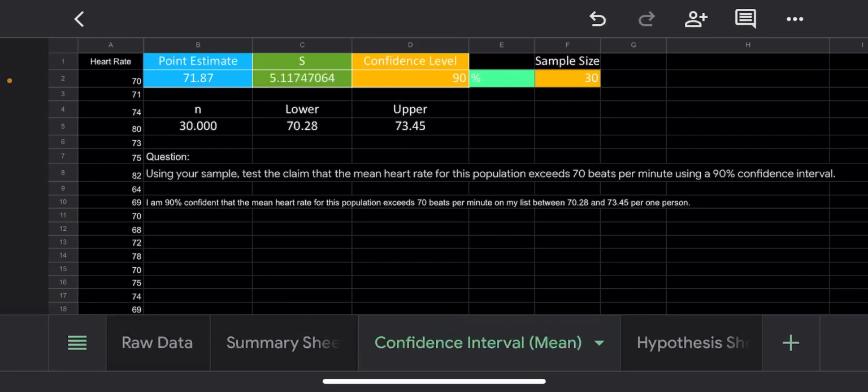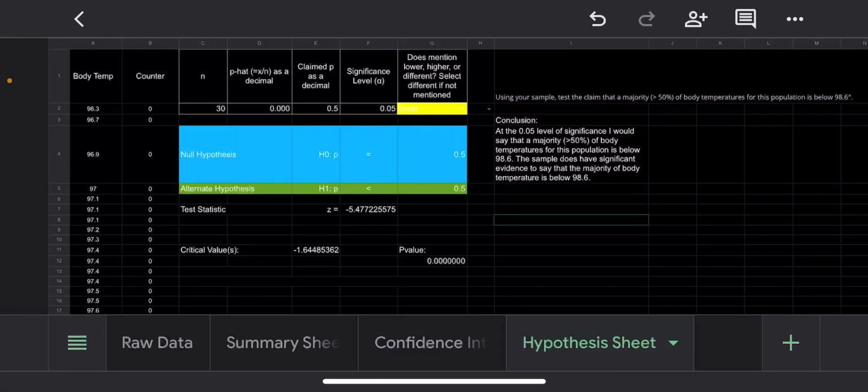N, or sample size, is 30. The lower is 70.28, and the upper is 73.45. And my conclusion is that I am 90% confident that the mean heart rate for this population exceeds 70 beats per minute, on a interval between 70.28 and 73.45 per one person. Moving on, we have the hypothesis sheet.